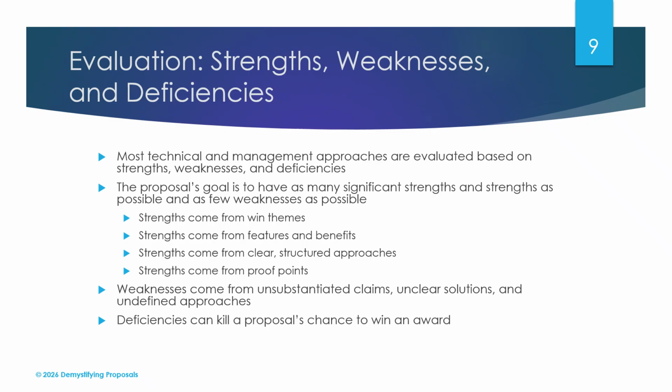Weaknesses come from things that are unsubstantiated, unclear, and undefined. If you make a claim that you're the world's best at something, you better be able to prove that you're actually the world's best at something. Otherwise, it just falls flat. It becomes an unsubstantiated claim, and it might end up as a weakness. If your solution is not clear, if the government can't figure out how they get from X to Y to Z, then they may not be able to understand what your solution actually is. And that'll be a weakness.